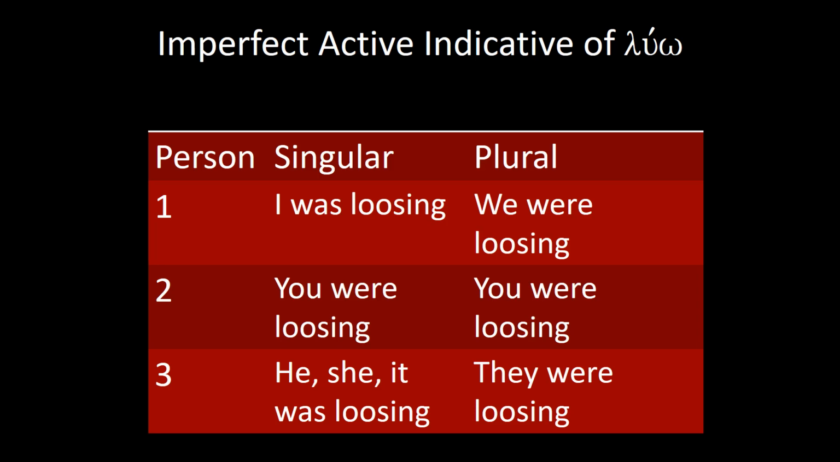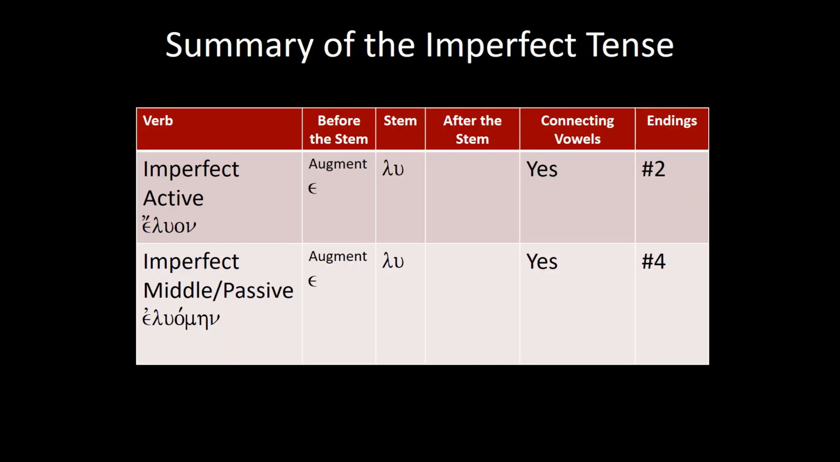So the imperfect active would translate I was loosing. This is action in progress in the past tense. I was loosing. You were loosing, he was loosing. We, you, they were loosing. Action in progress, past tense.